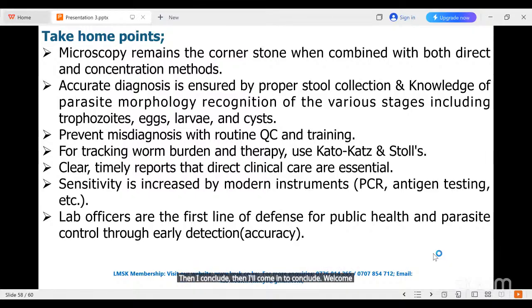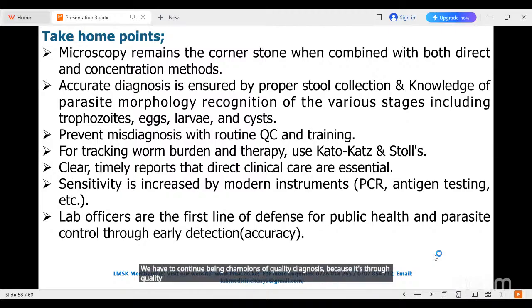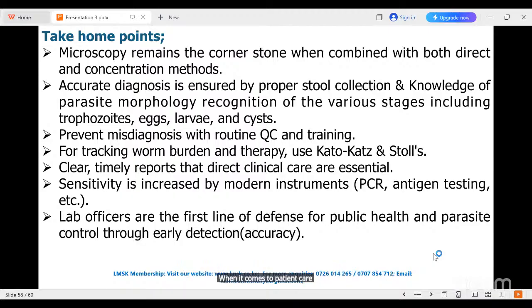Welcome once again. Okay. Now, as lab officers, I want to challenge you on this. Accurate stool parasite diagnosis is not just a laboratory task. Remember, it's a public health responsibility. Therefore, colleagues, let's stay informed. Let's continue being champions of quality diagnosis, because it's through quality diagnosis that we can make the right decision when it comes to patient care and treatment of these parasitic infections. And of course, generally, this is good for public health in our community.